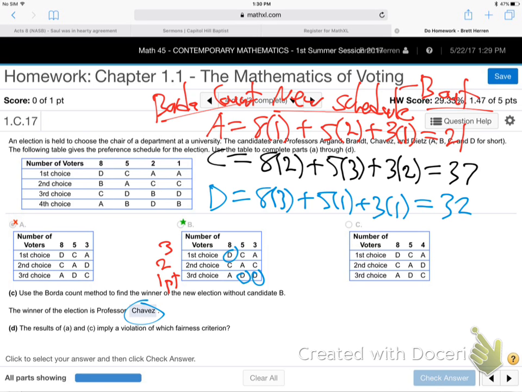And so that's what they're going to ask us in Part D. The results of this violate which fairness criterion? You have those all written on your sheets there. Let me call your attention to them. That handout I gave you, Chapter 1, it's one of the only handouts I'm going to give you all summer. Well, I'll give you a couple more, but not a lot. It's one of these. I can't remember which one it is.